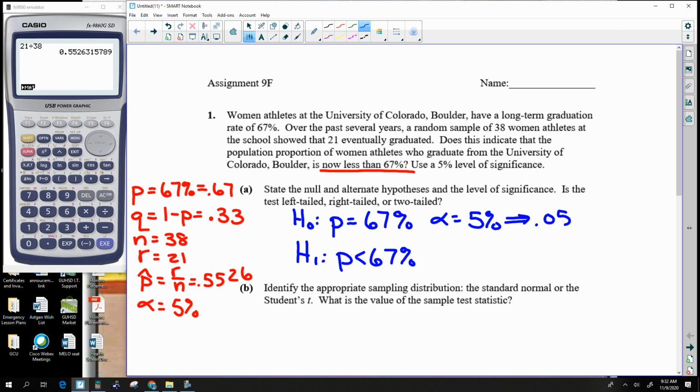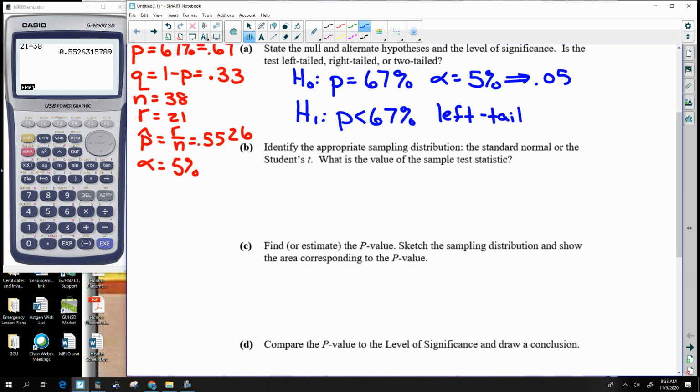And I see that my inequality is pointing to the left. This is a left tail. So the rejection zone will be on the left-hand side of the curve, and I'll get a negative z-score. Okay, because this is a probability, probabilities lead to z's. So this is going to be a standard normal.